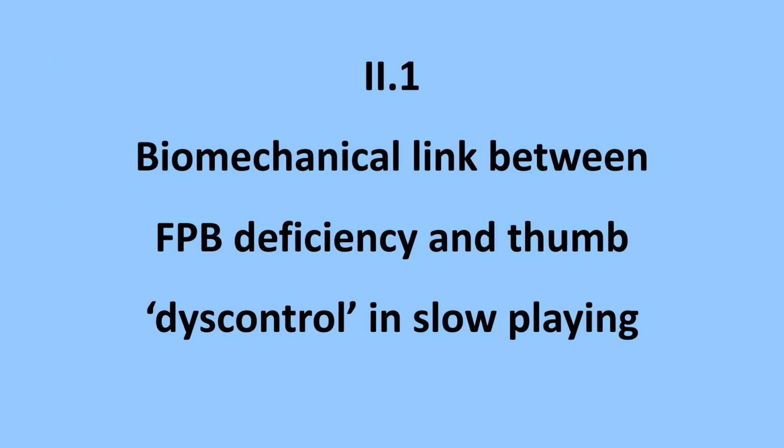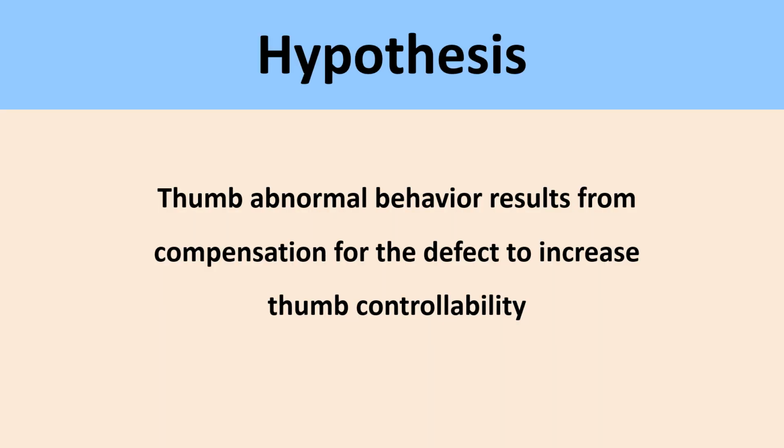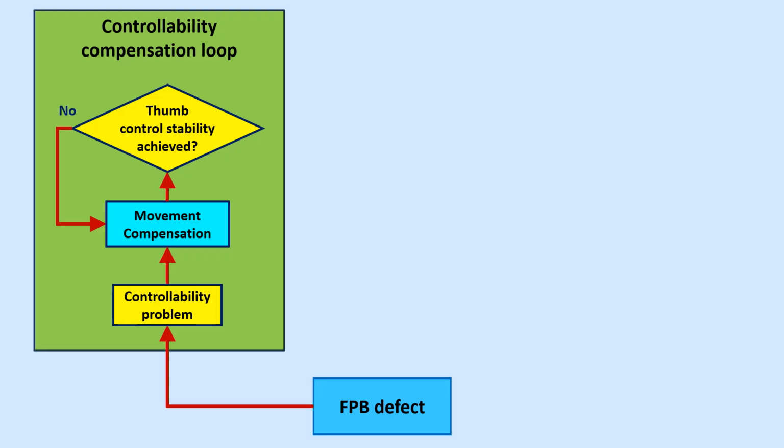First question. Biomechanical analysis of the link between the flexor pollicis brevis deficiency and the thumb dyscontrol in slow playing. The hypothesis is that the thumb abnormal behavior results from compensation for the defect to increase thumb controllability. In schematics, the analysis considers the compensation process to increase the controllability of the thumb chain given the defective flexor pollicis brevis.